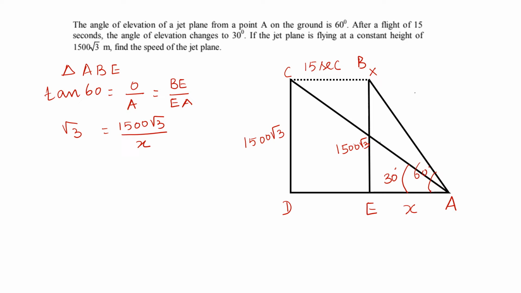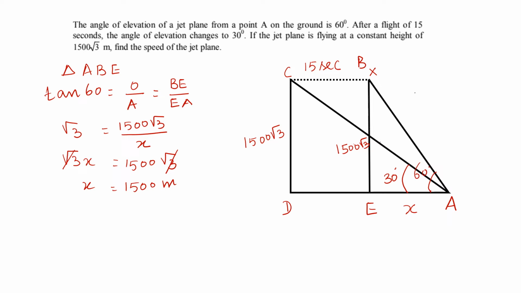So this X will go here. Root 3 X equal to 1500 root 3. This root 3 will get cancelled. So X equal to 1500. This is the first one we found out.